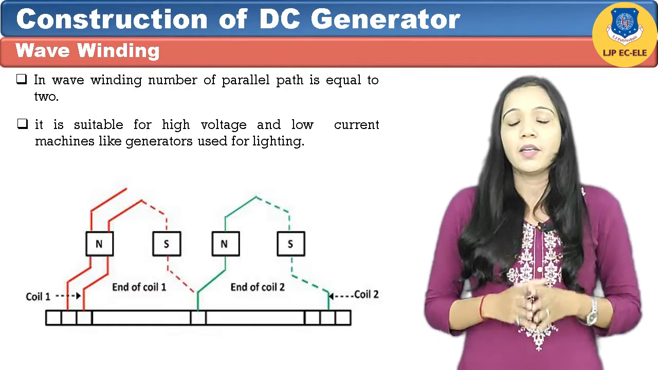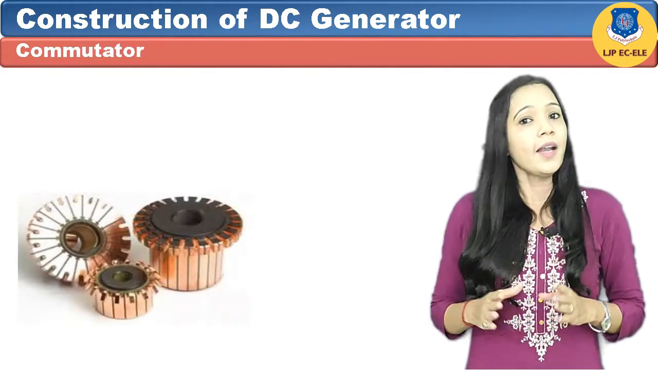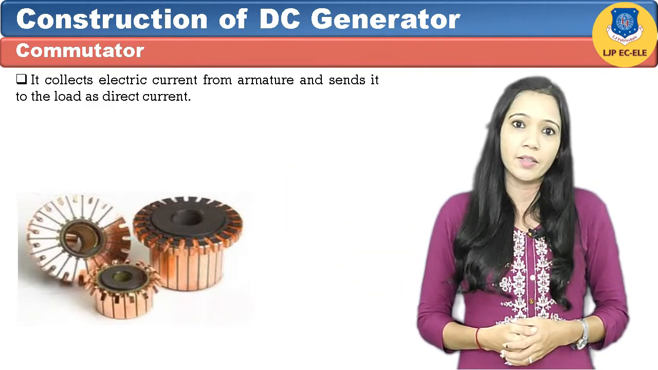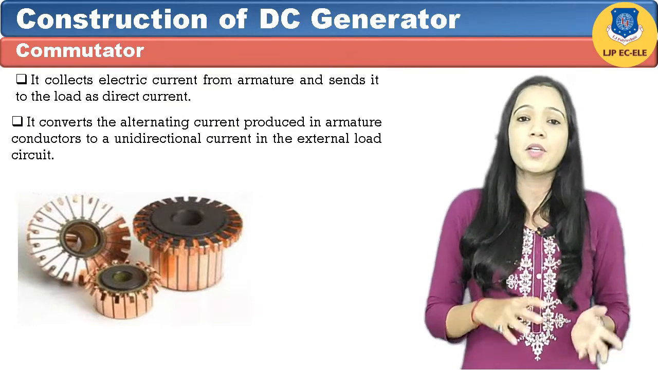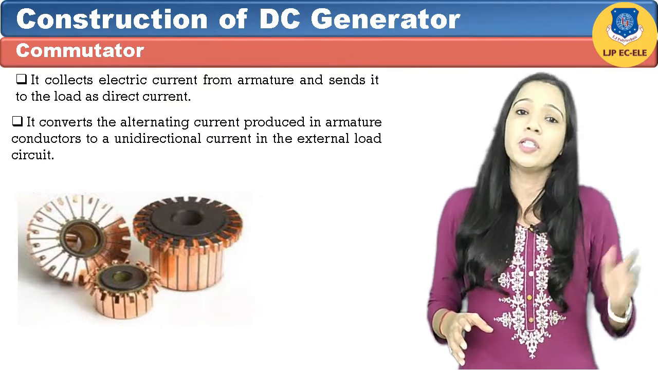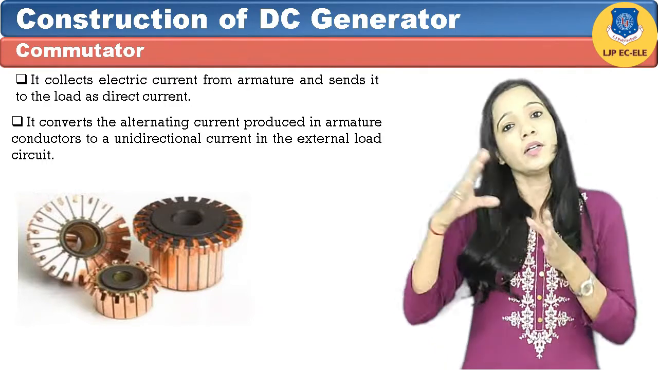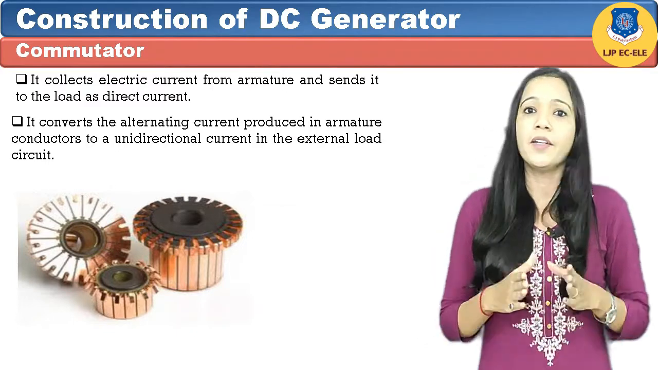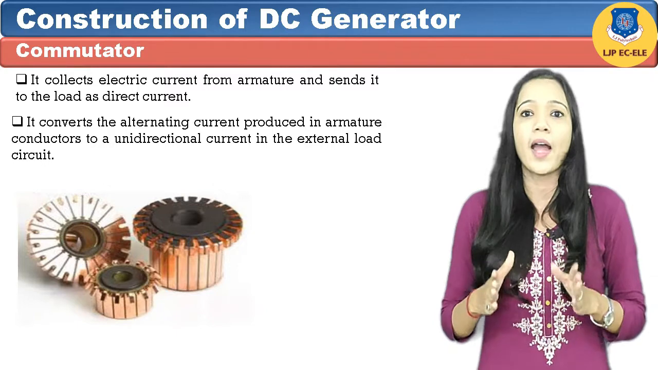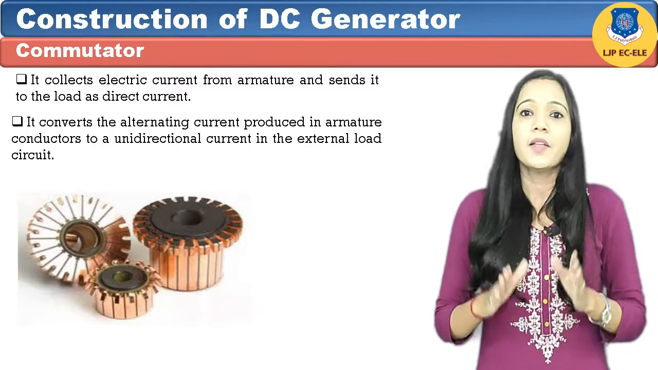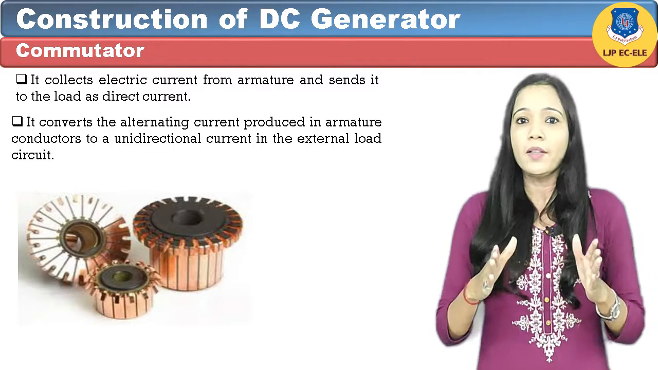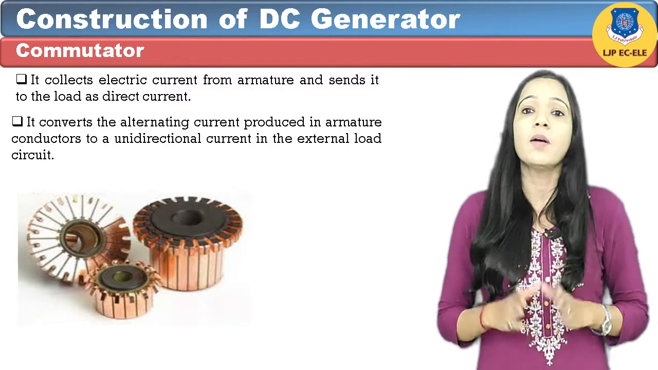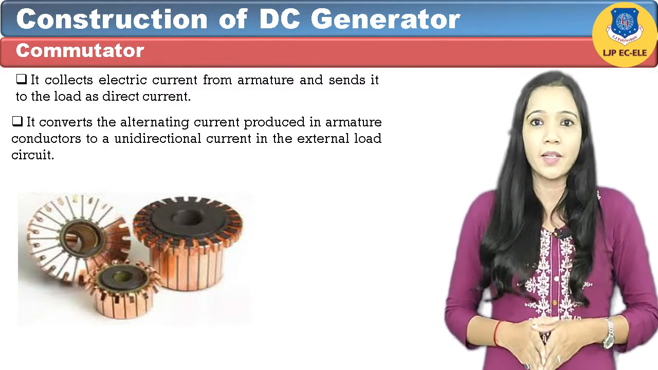The next part is the commutator. The commutator collects the electric current from the armature and sends it to the load as direct current. The main function of the commutator is to convert the alternating current induced in the armature into direct current and supply it to the external load circuit. The commutator is a cylindrical structure built up of wedge-shaped segments of high conductivity hard-drawn copper. The segments are insulated from each other with a thin layer of mica and the number of segments is equal to the number of armature coils.